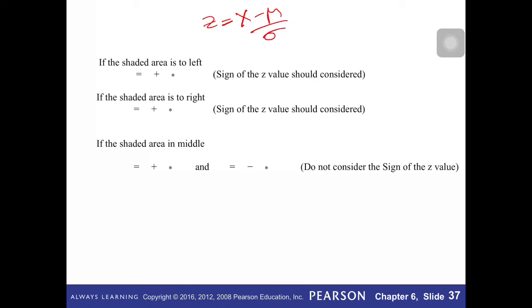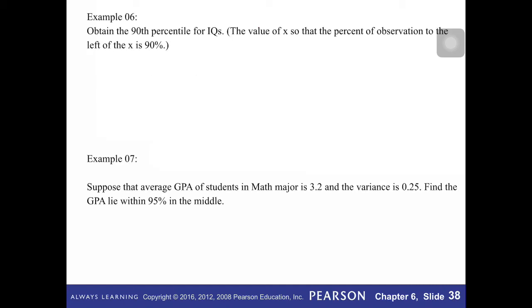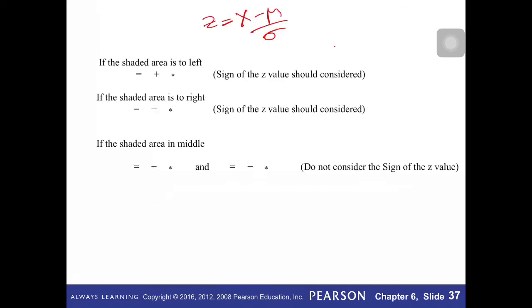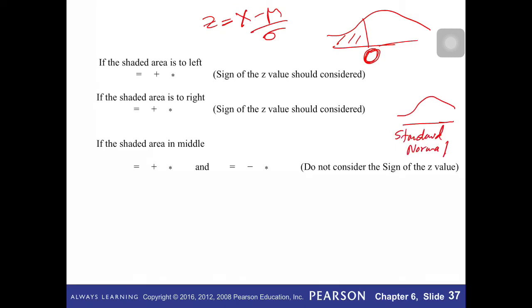So how do you find that value? How do you find that particular value for a given area? To a given area, you need to find this value from the standard normal distribution to the normal distribution. Now you have to come back. Okay, this is your standard normal distribution. So you have to come back here.